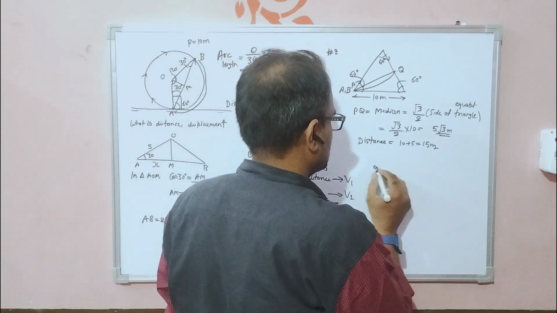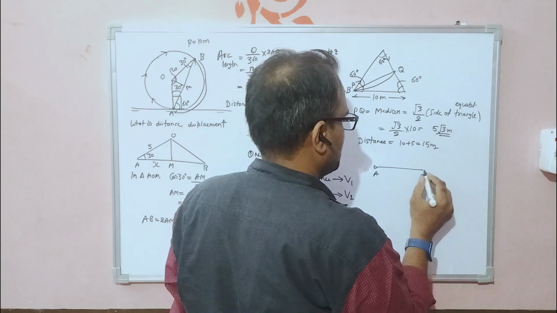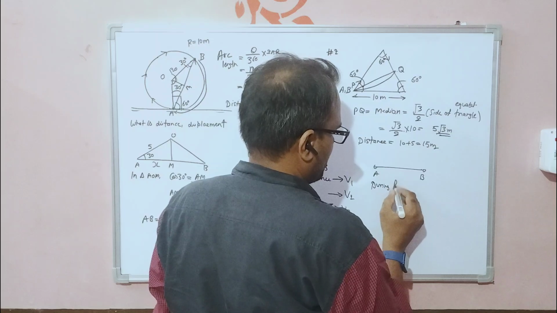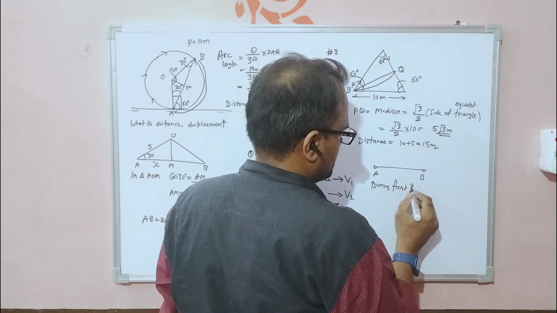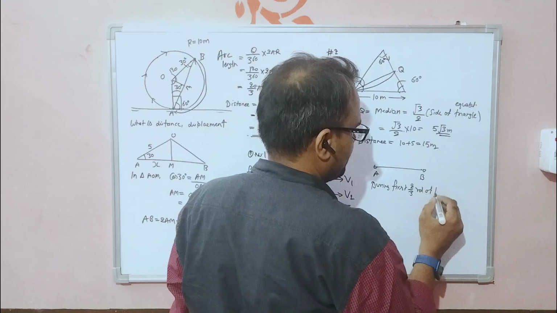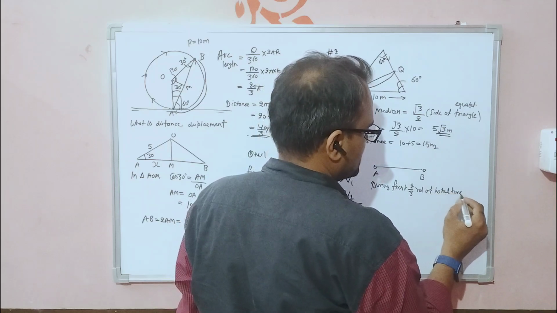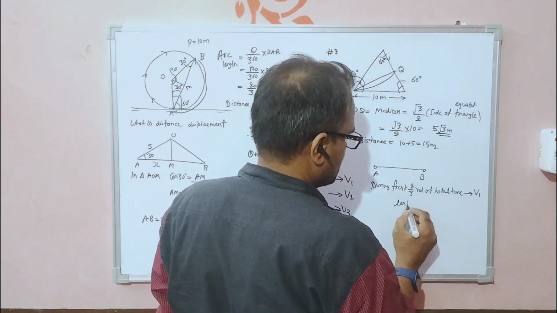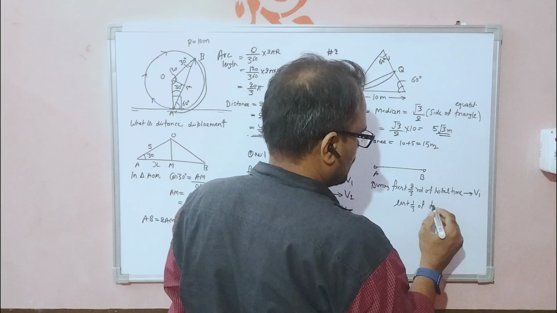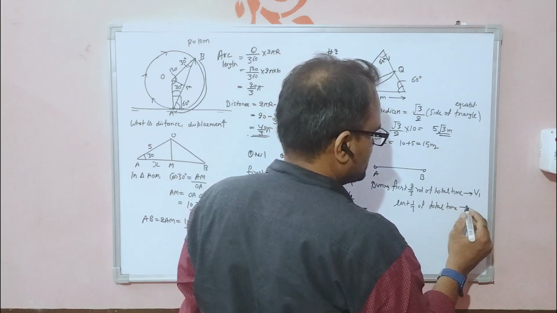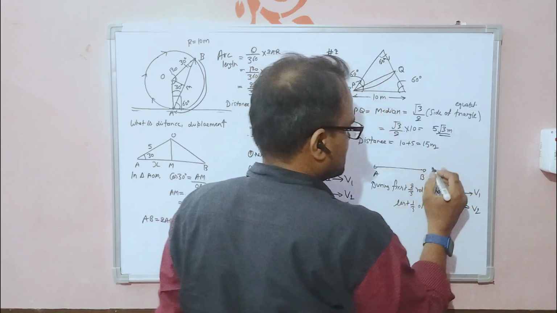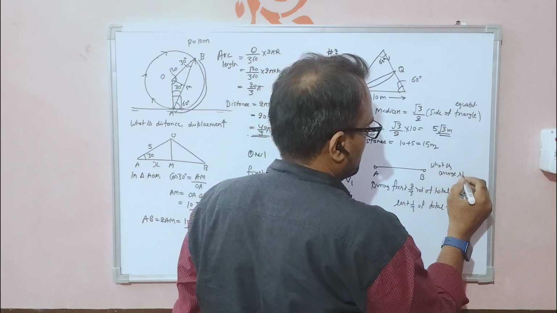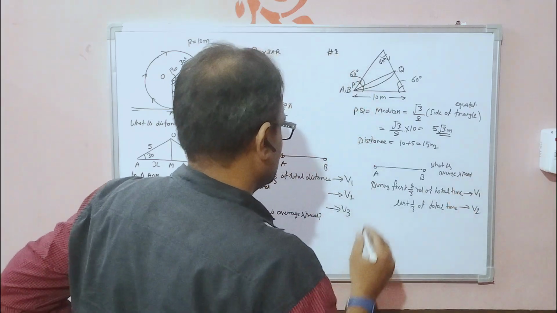Now in question number 2, the same object moves from A to B. Now this time it is given that during the first 2/3 of total time, the object moves with speed v1, and during the last 1/3 of total time, the object moves with speed v2. And again the question is, what is the average speed?